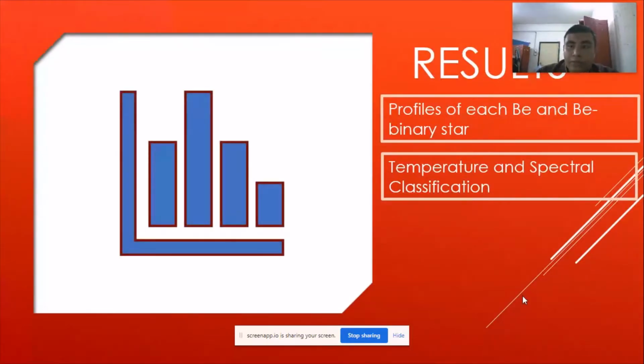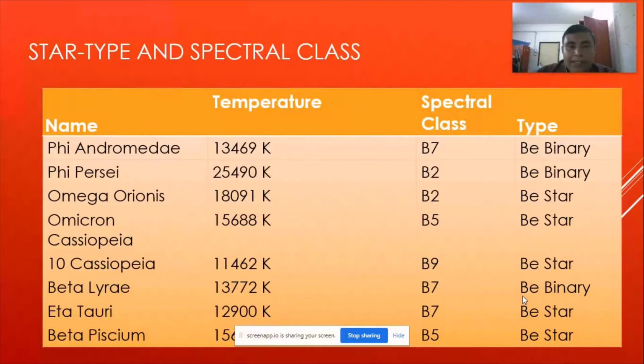So moving on to the results of the project. These are the stars and their temperature, spectral class, and type. Looking at the temperature and spectral class, most of the stars belong to the lower end of the Be stars. However, there are some exceptions where two of our candidate stars belong to the higher end of the B class. Most of them are Be single stars, while 3 belong to the Be binary stars.